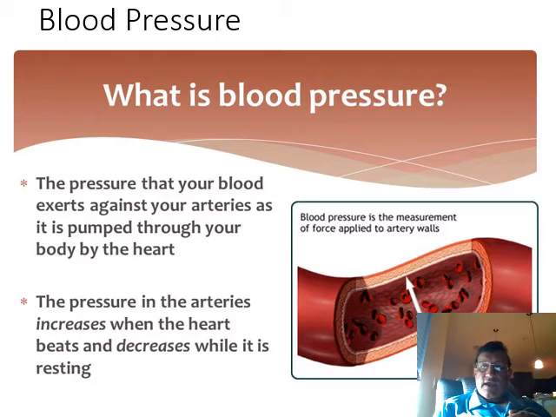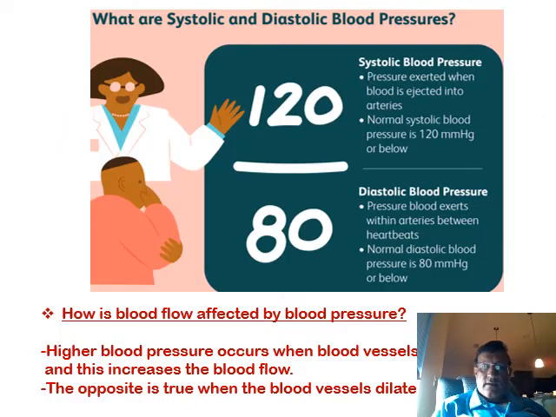And it's important to have the proper blood pressure. Blood pressure increases when the heart beats faster and decreases when the heart beats slower. The normal blood pressure is 120 millimeters of mercury, which is a way to measure pressure, over 80. That's a standard, but you can be above and below that and be safe as well.